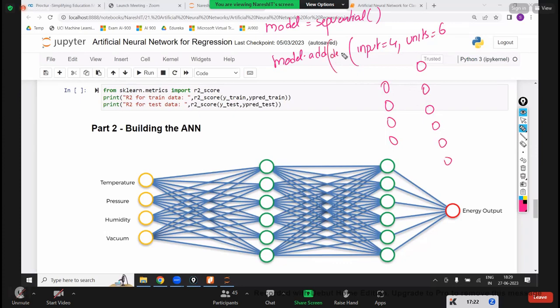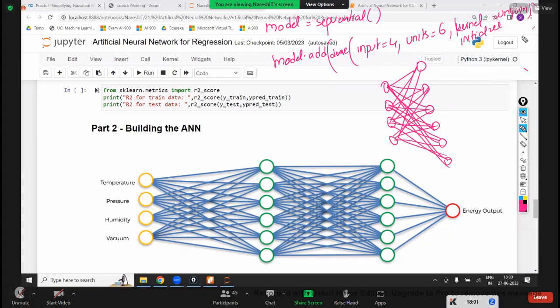Now I'm going to add the word dense. Dense means connection. Now it is going to give the connections like this. That is a total of 24 connections it is going to give. Once it gives the 24 connections, it has to assign the 24 weights. I'm going to write kernel initializer is equal to uniform. With this, the input layer and first hidden layer are completed.